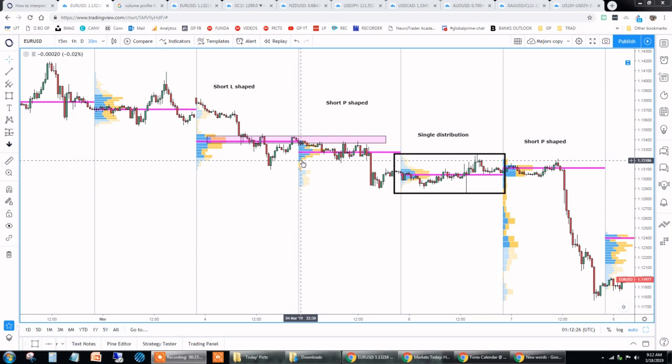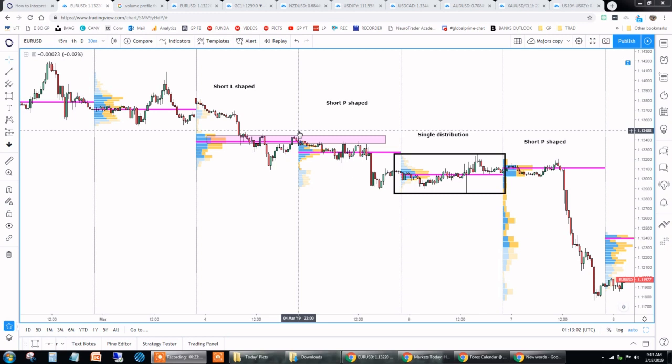Now, in the case of this short L shape formation, the prospects of shorts being trapped, or at least choppier moves the next day, increase the moment you see the price closing above the POC. So even though you have this short L formation, if you see that price closes above the POC, that means there has been a significant pullback in the market, so there's not as much conviction to be placed in this trade.